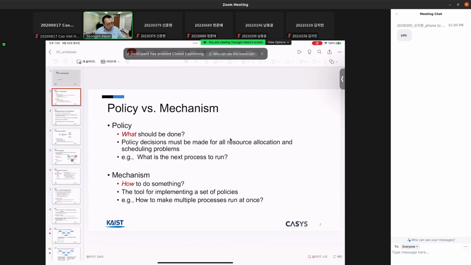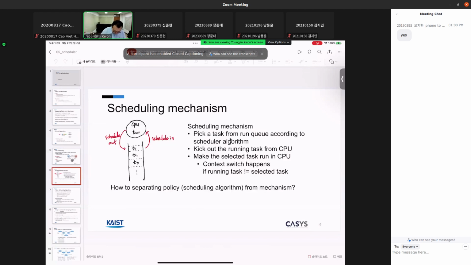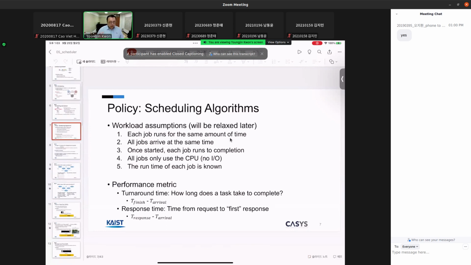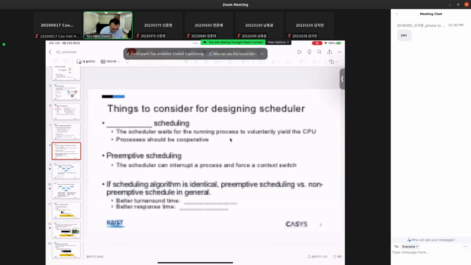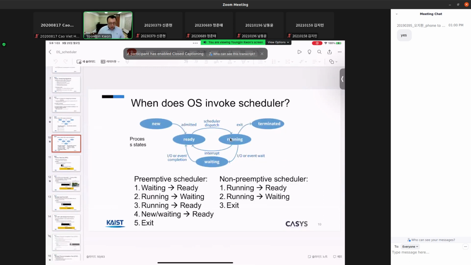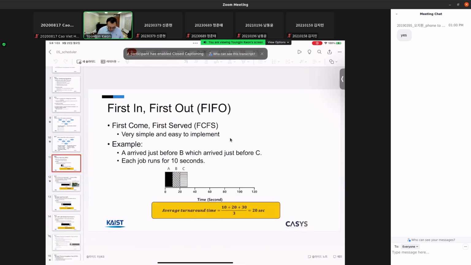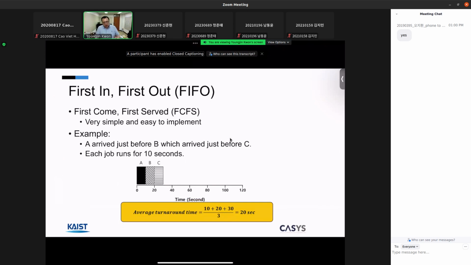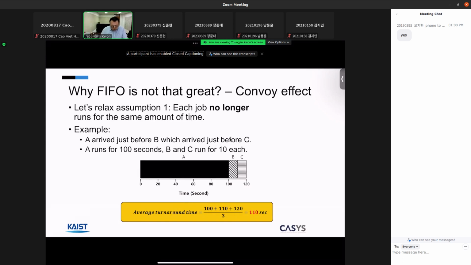We talked about high-level design ideas, and this is the mechanism for scheduling, and we keep talking about scheduling policies. We talked about assumptions and scheduler ideas, preemptive and non-preemptive scheduling. When the scheduler is non-preemptive, we move to FIFO. FIFO is a typical, simple, and easy-to-implement policy. Okay, so we compute turnaround time.